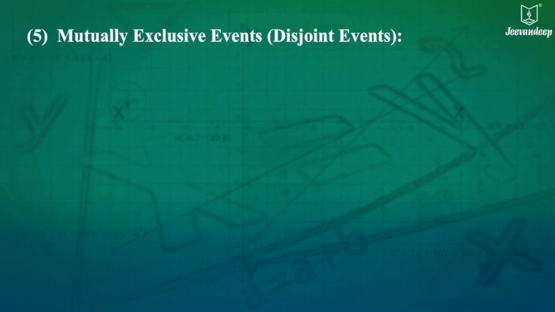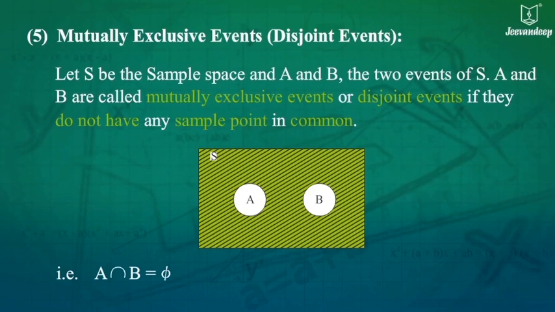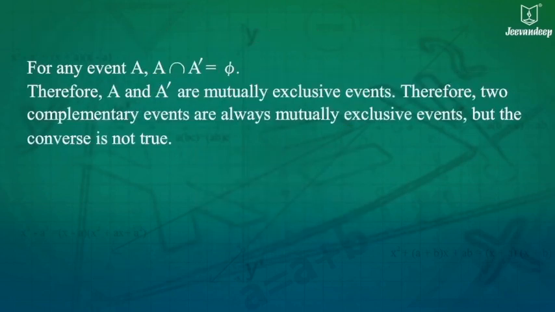Mutually exclusive events or disjoint events. Let S be the sample space and A and B the two events of S. A and B are called mutually exclusive events or disjoint events if they do not have any sample point in common. That is, A intersection B equals phi. For any event A, A intersection A dash is always equal to phi. Therefore, A and A dash are mutually exclusive events.